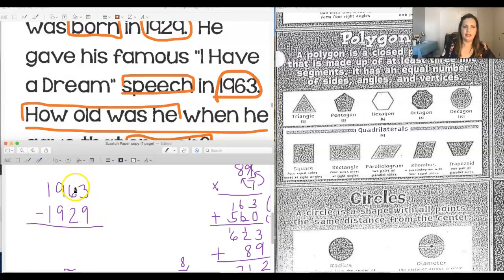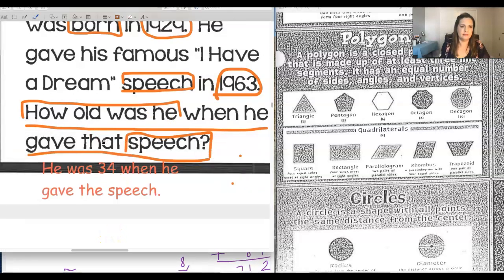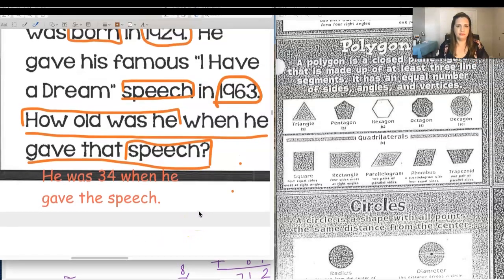3 subtract 9, I can't do that, so I'm going to go to my tens, take one of them, unbundle it into 10 ones. I have 3 ones already, that makes 13 ones. 13 subtract 9 equals 4. 5 subtract 2 equals 3. 9 subtract 9 is 0. 1 subtract 1 is 0. So how old is he? 34. But your teacher has to know that you know what 34 means, so you need to write it in a sentence. He was 34 when he gave the speech.